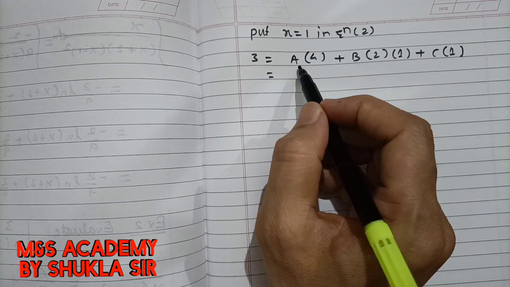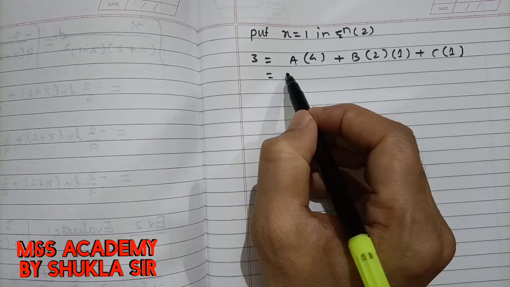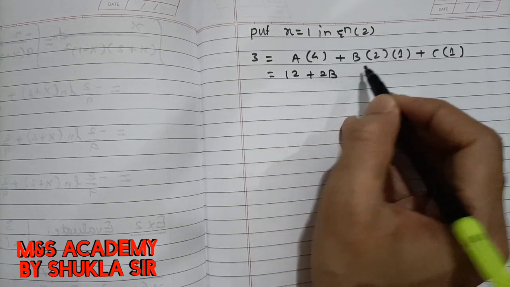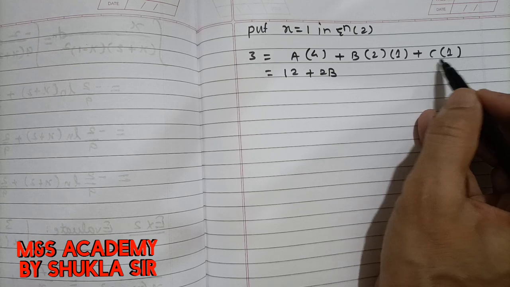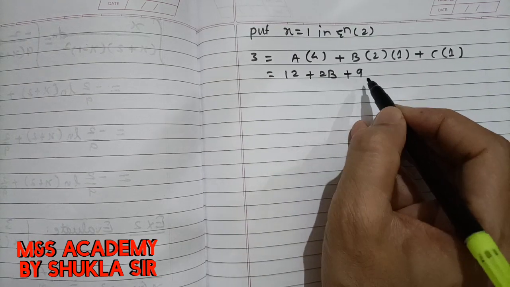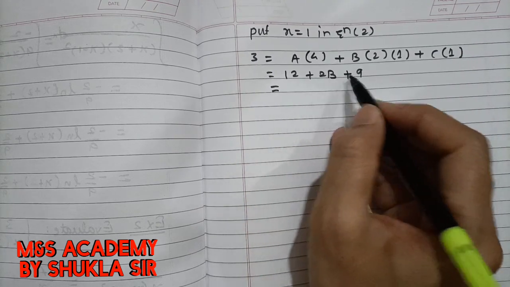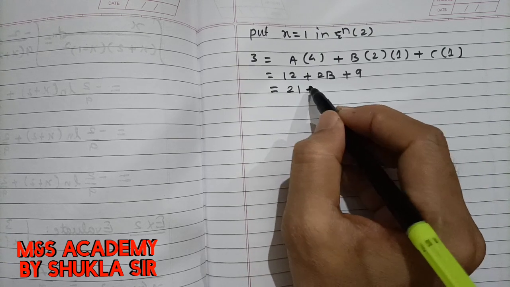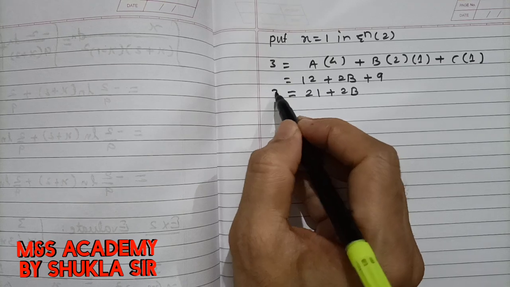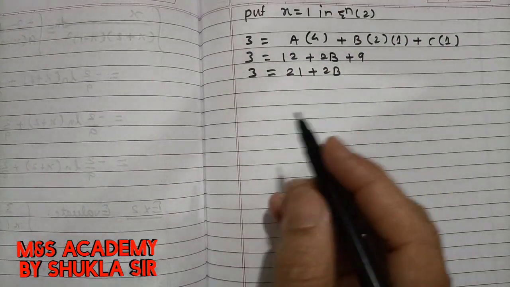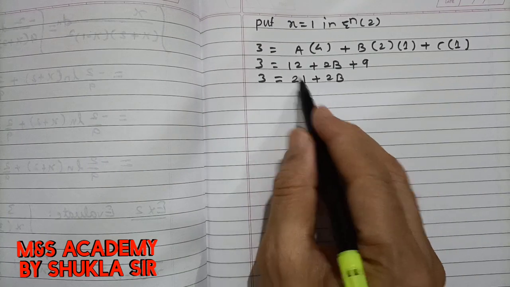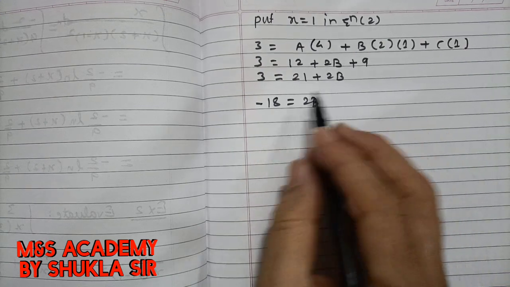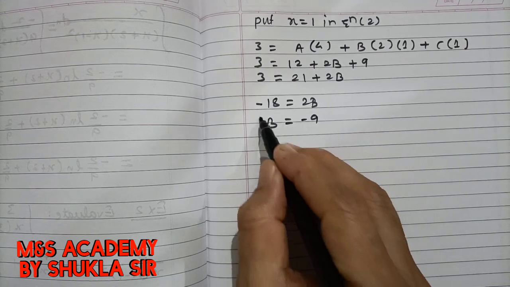Final simplification is 3, so 4 3s are 12 plus 2 into b, so 2b, c value is 3 and 9, so this is 9, plus, 12 plus 9 is 21, plus 2b is equal to 3 obviously no change, so minus 18, if you subtract here, so minus 18 is equal to 2b, 2 get cancelled, so b is equal to minus 9.